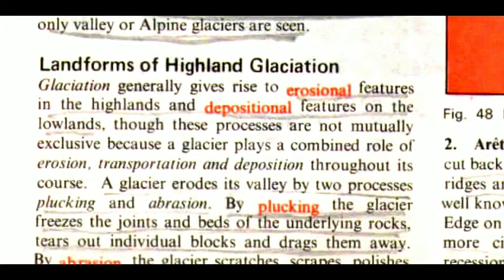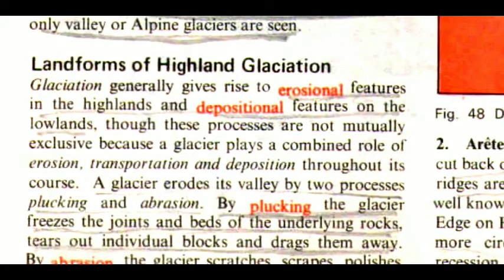Now we are going to read landforms of highland glaciation. Glaciation generally gives rise to erosional features in the highlands and depositional features on the lowlands. Though these processes are not mutually exclusive because a glacier plays a combined role of erosion, transportation, and deposition throughout its course.